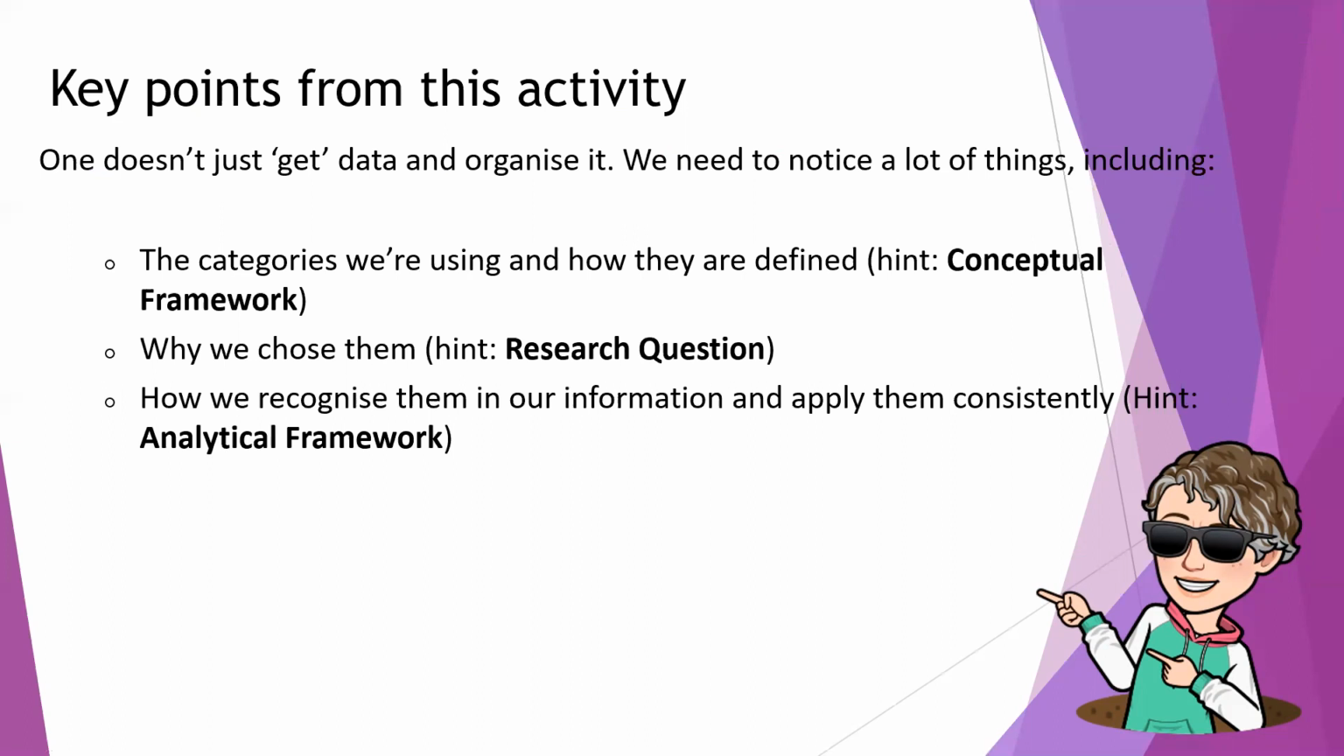We need to know how we would recognize the categories we've chosen. Do I have a rigorous way of saying, yes, that's a red, no, that's not a red, yes, that's a blue, no, that's not a blue? And can we apply them consistently? So can we take the categories we've chosen and identify them in the data we've produced? That's your analytical framework.